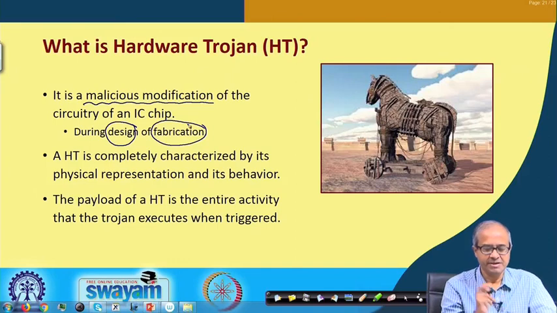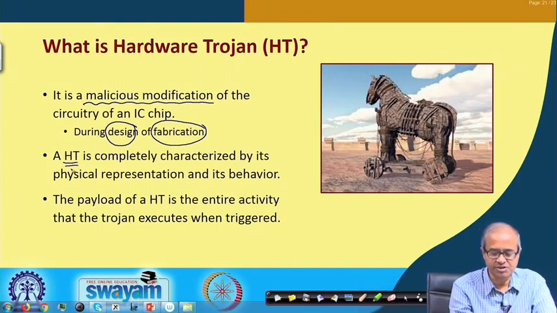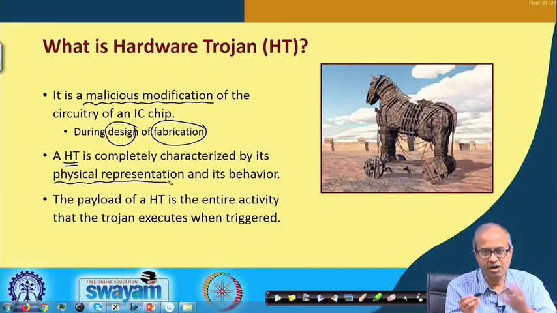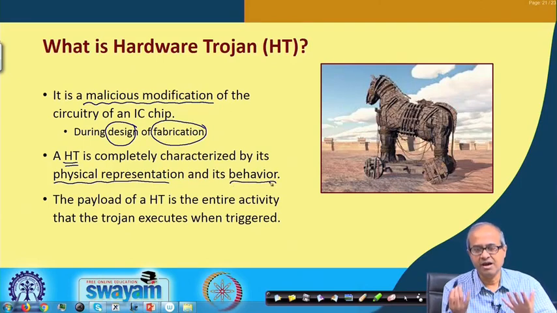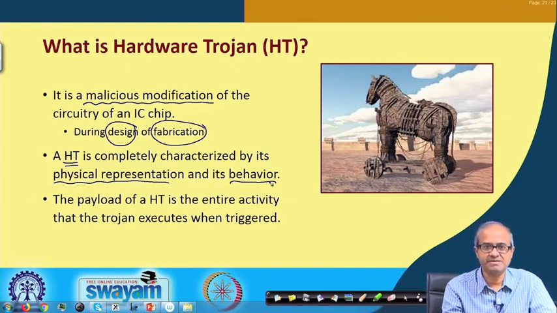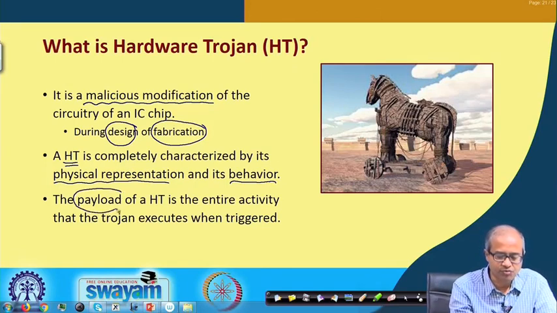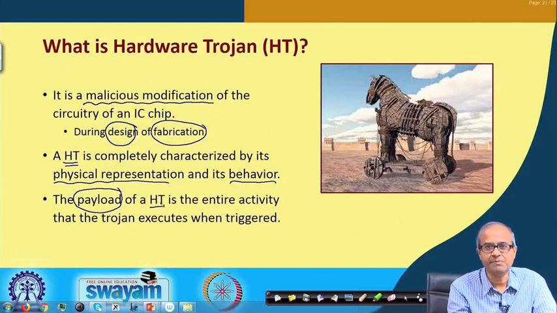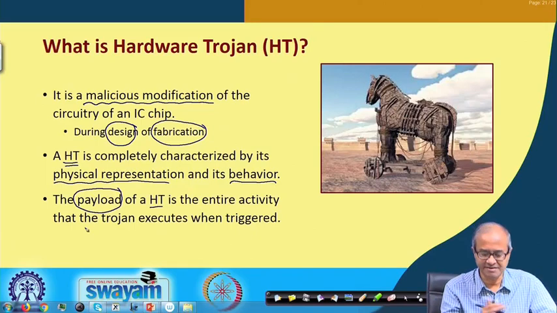Okay. So, hardware trojan, HT sometimes we call in short, is characterized by two things: physical representation, how it looks like, and its action, how it actually shows up, what are the effects of that hardware trojan. And there is also something which we call payload. Whenever the hardware trojan wakes up, the action that takes place is referred to as payload. So, payload is the entire activity that happens when the trojan gets triggered. Okay.